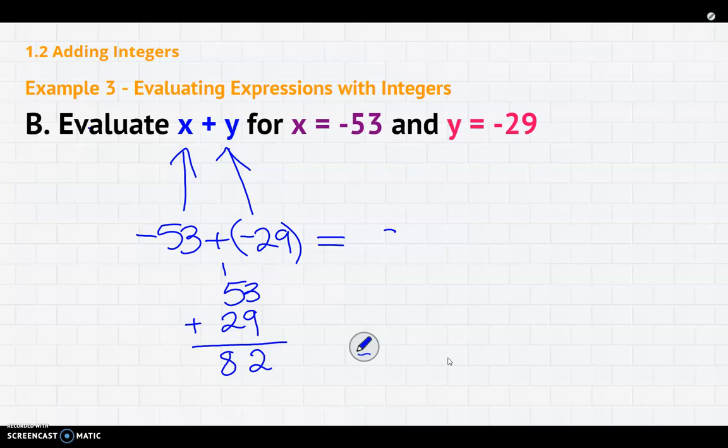So you get 82. And the rule says use the sign of the two integers. Well, the sign of the two integers was negative. So my final answer is negative 82.